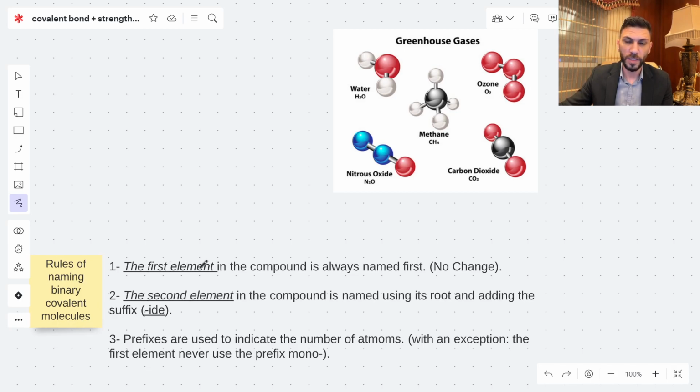The first rule says that the first element in the compound is always named first. There is no change for the name of the first element. But the second element in the compound is named using its root and adding the suffix ide. You will understand better when we have some examples. The third rule: prefixes are used to indicate the number of atoms, with an exception, the first element never uses the prefix mono.